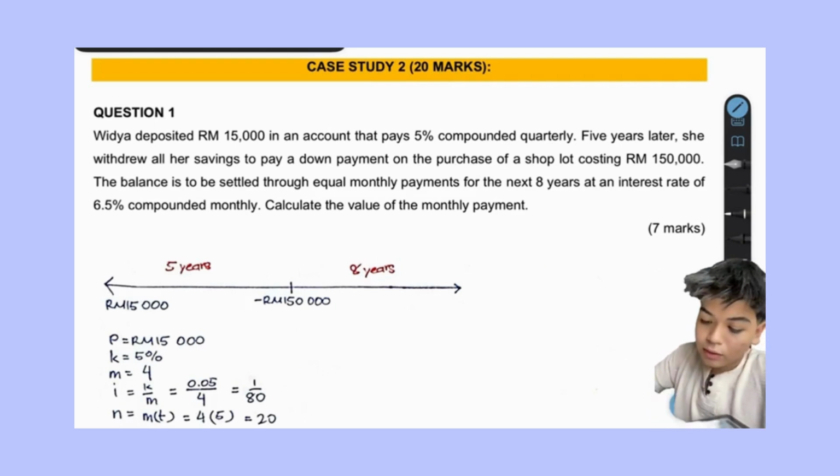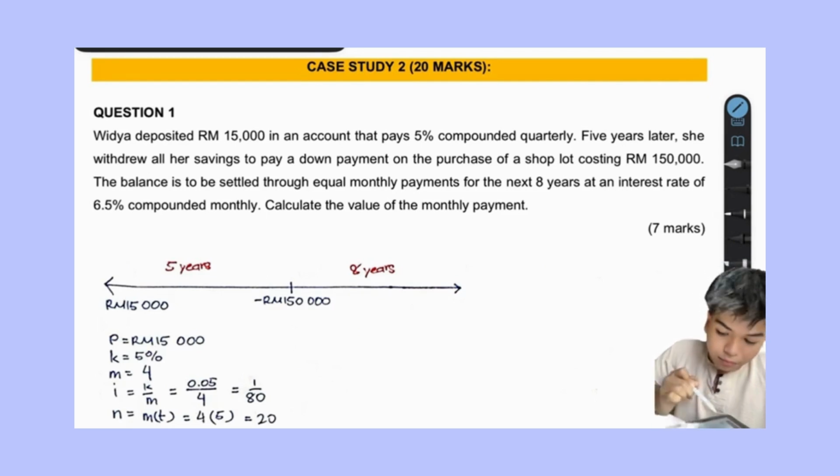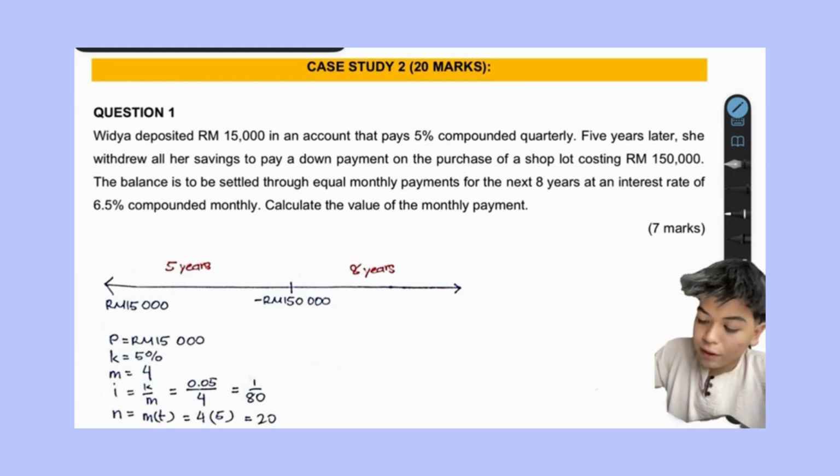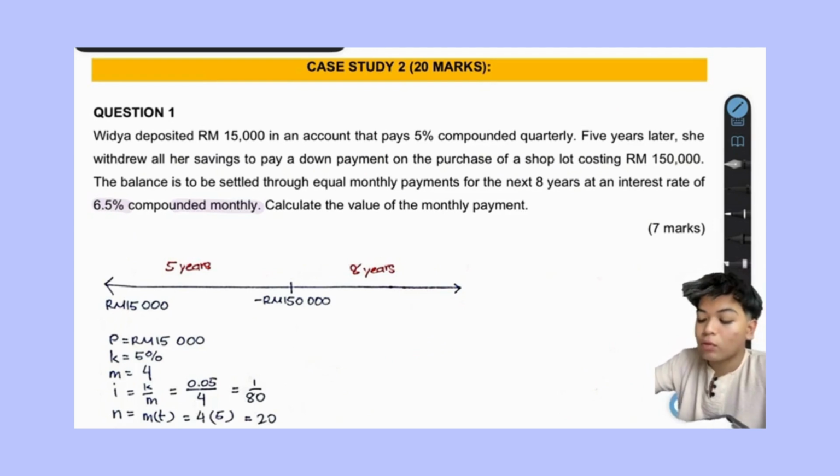5 years later, she withdrew all her savings to pay a down payment on the purchase of a shop lot costing 150,000. The balance is to be settled through equal monthly payments for the next 8 years at an interest rate of 6.5% compounded monthly. So the second K will be 6.5% and the second M will be 12 because it is compounded monthly.